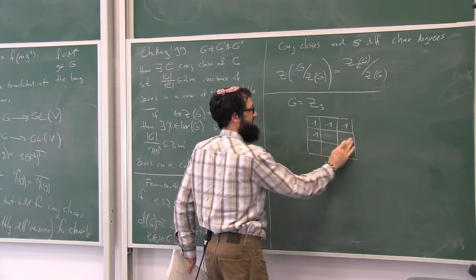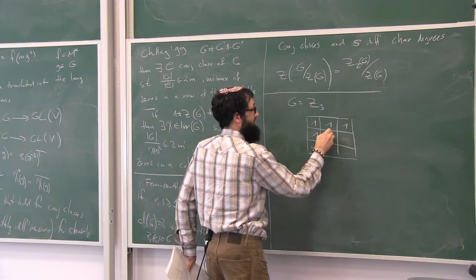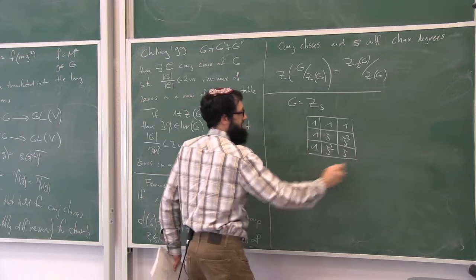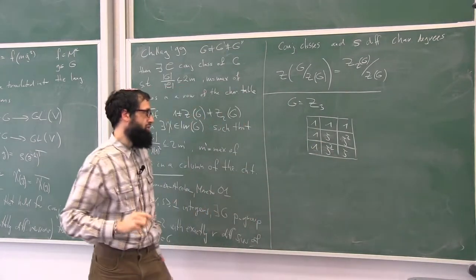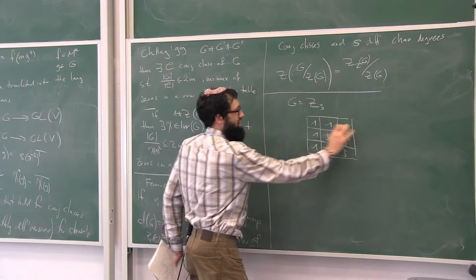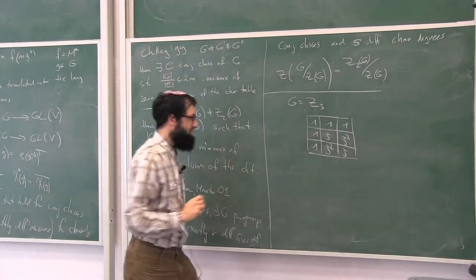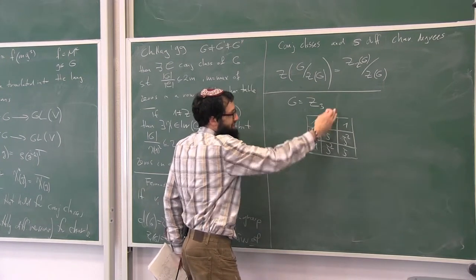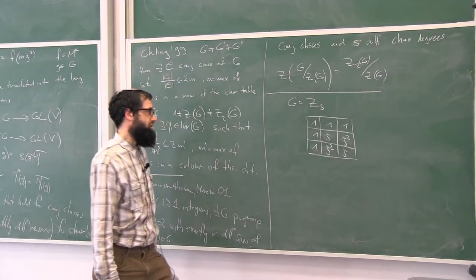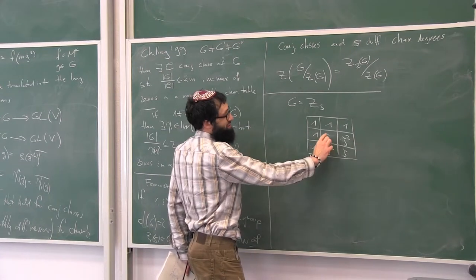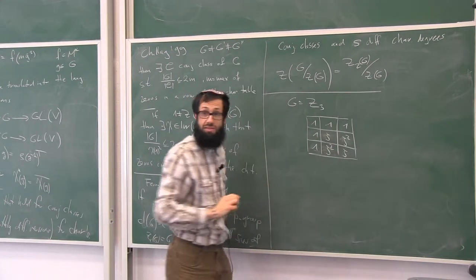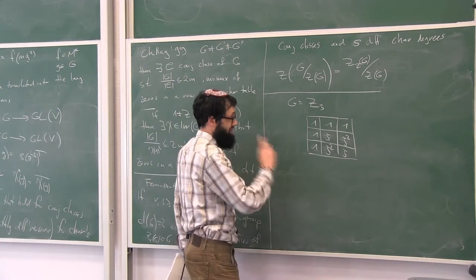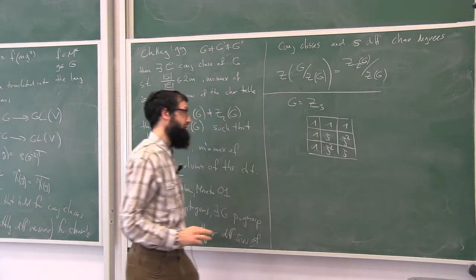So this zeta is a third root of unity. And these are the irreducible characters. And these columns represent the conjugacy classes. Each entry is the value of the irreducible character at that particular element of the conjugacy class. Because it's a class function, it doesn't matter on which element we evaluate it.